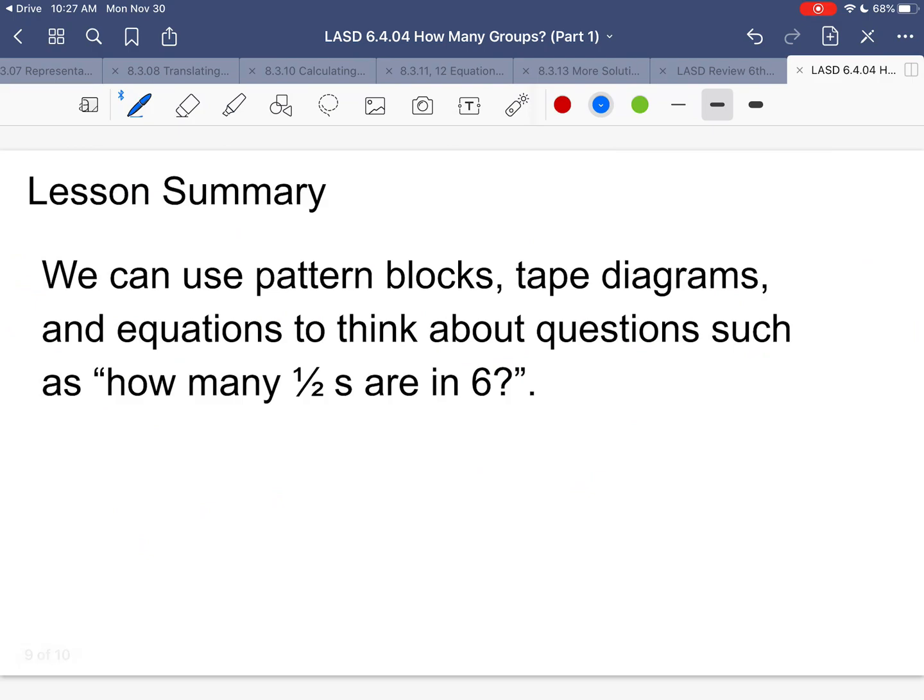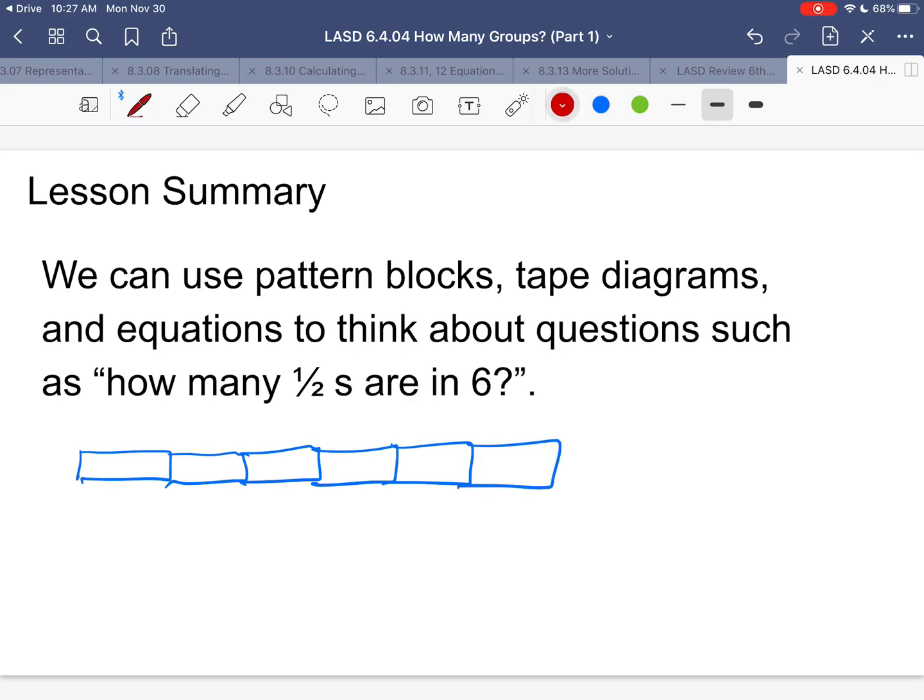So we can use pattern blocks, tape diagrams and equations to think about questions such as how many halves are in 6. And let's just do a tape diagram for this one. How many halves are in 6? So I've got 1, 2, 3, 4, 5, 6. And let's split them each into halves. So I've got a half, and so on. And if we count these, 1, 2, 3, 4, 5, 6, 7, 8, 9, 10, 11, 12. So that's a tape diagram.